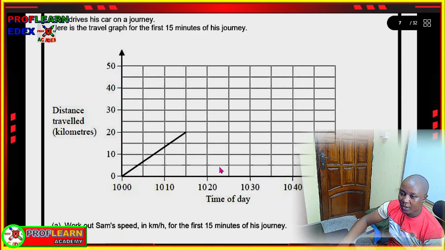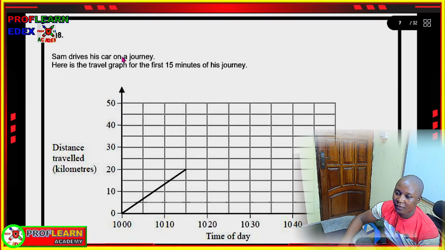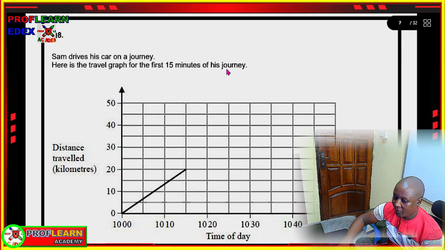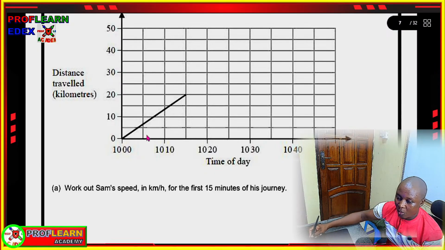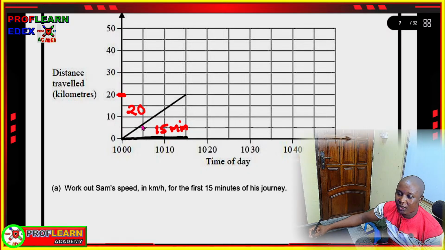Moving to the next part, we are told Sam drives his car on a journey. Here is the travel graph for the first 15 minutes of his journey. Work out his speed in kilometers per hour for the first 15 minutes. So what is the duration? What is the time taken here? Time taken here is actually 15 minutes. And what is the distance covered? Distance covered is 20 kilometers.